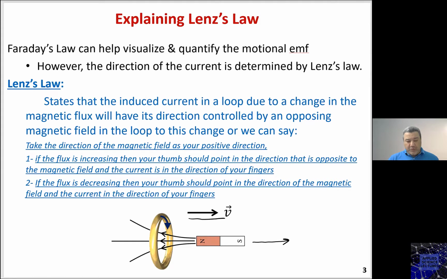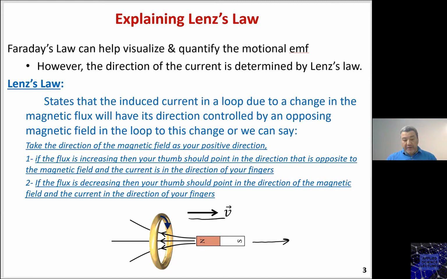If the flux in this loop is decreasing, we will use the direction of the magnetic field as our positive direction. If the flux is decreasing, then we will put our thumb in the direction of the magnetic field, and then the current will be the direction of the curling fingers. So if the magnetic field is decreasing, the thumb for the opposing magnetic field will be in the same direction of the field, and then the right hand fingers will give me the direction of the current.